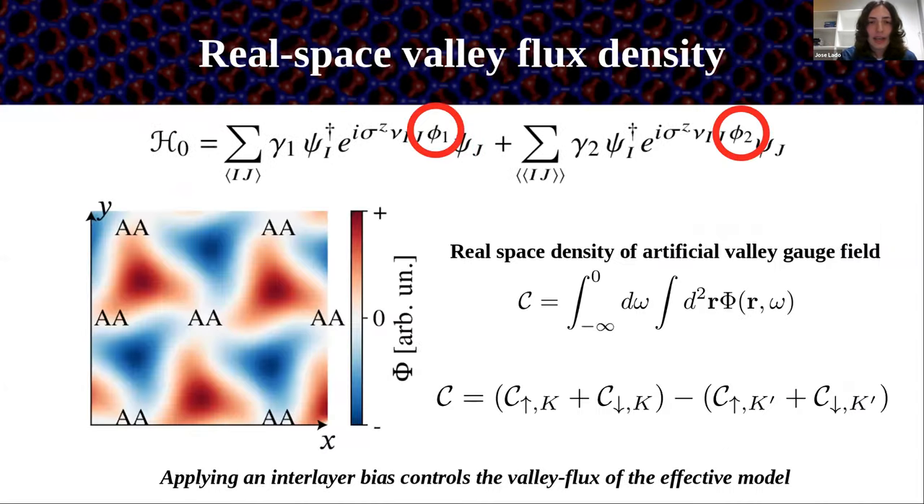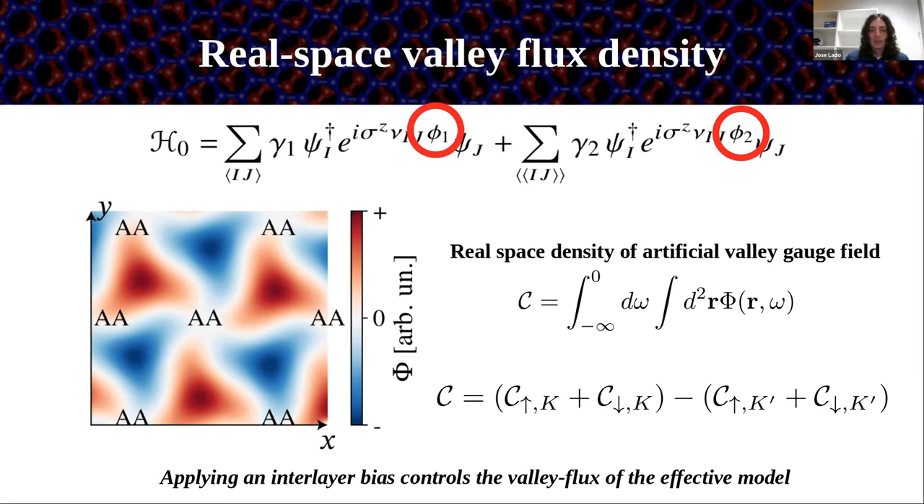So we play a similar game as before. We compute the real space density of artificial gauge field, and in particular, the valley gauge field that's created by the combination of twist, Rashba spin-orbit coupling, and exchange field. And what we see is that we have regions of the space that have positive artificial gauge field and other regions that have negative artificial gauge field, and we can exactly correlate the different phases with this real space density of artificial gauge field.